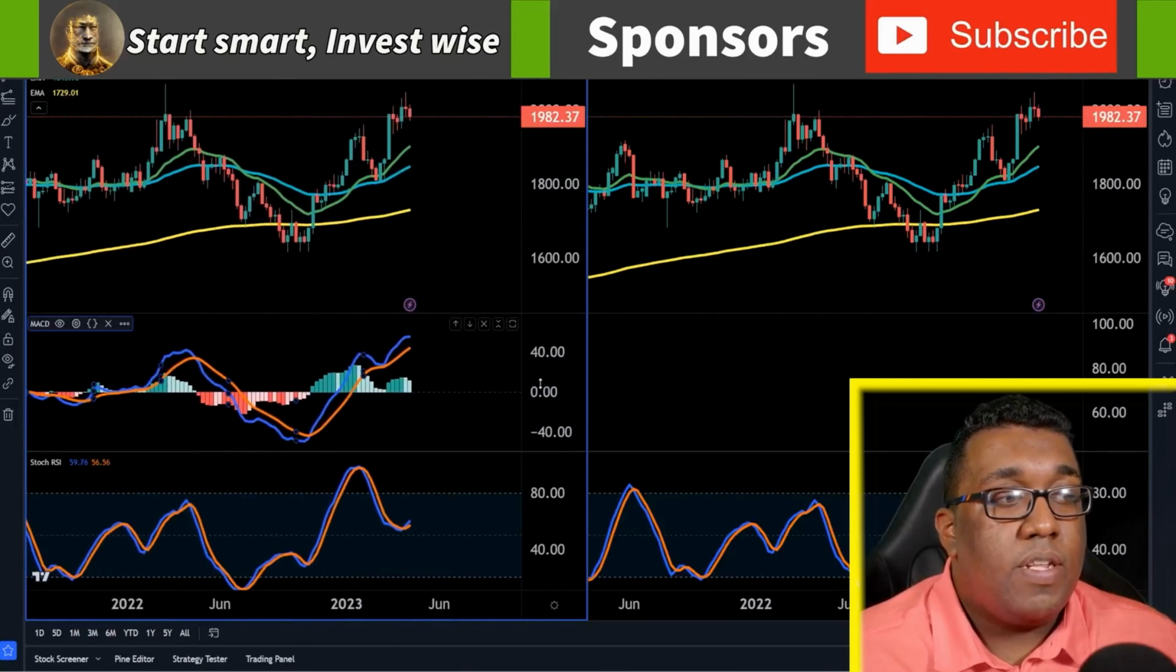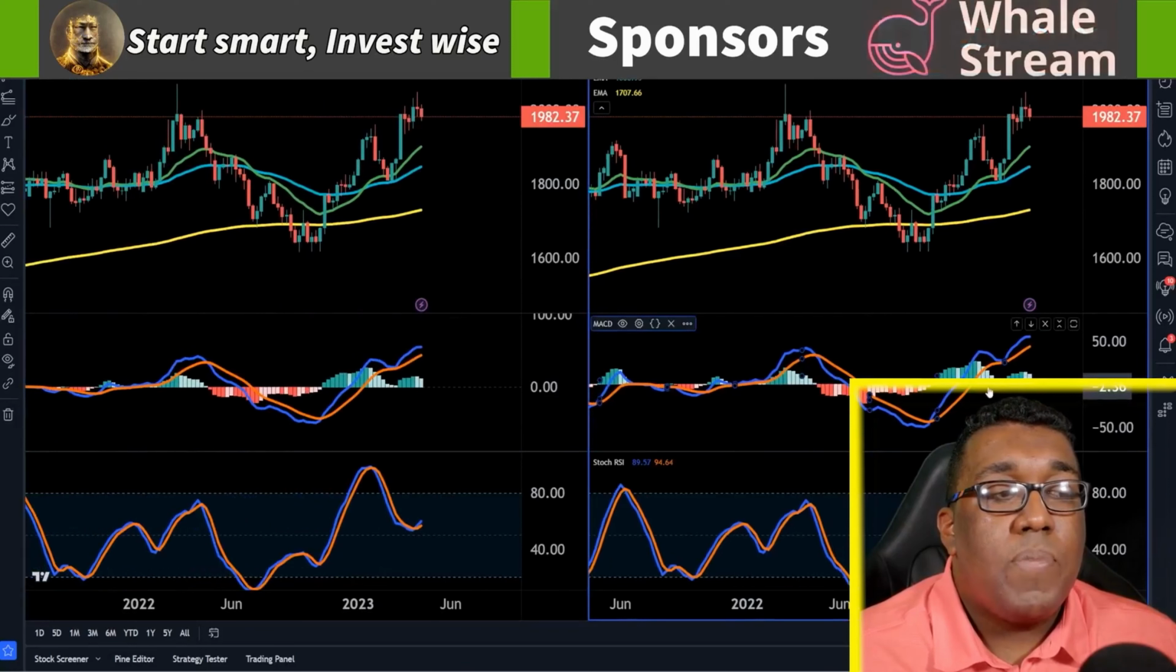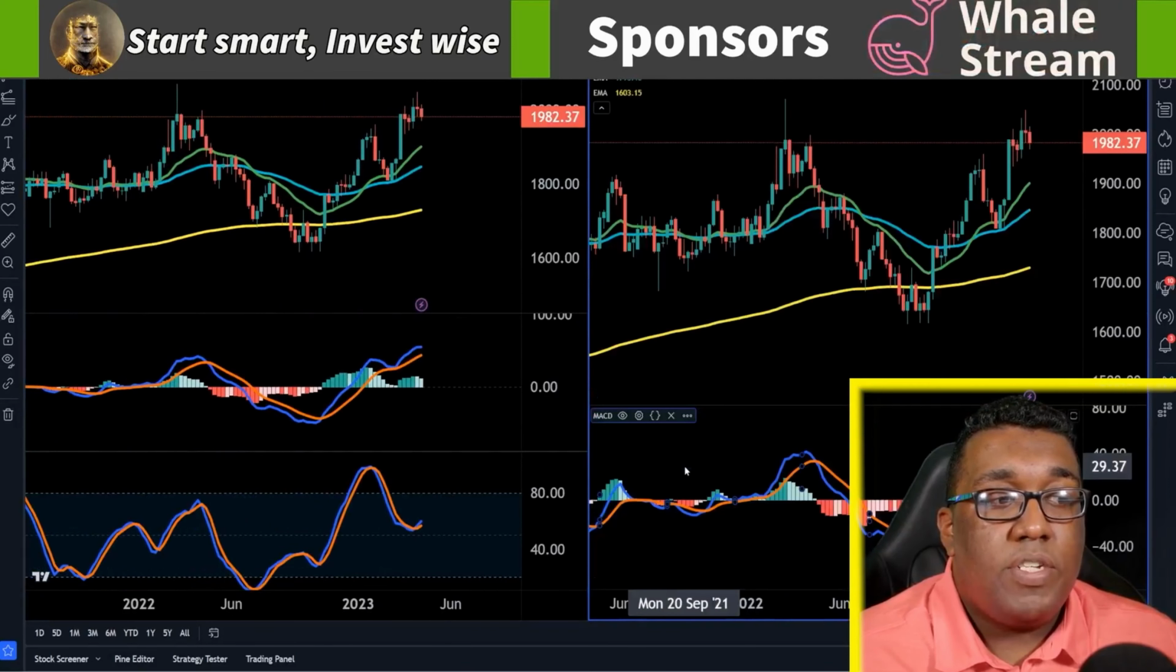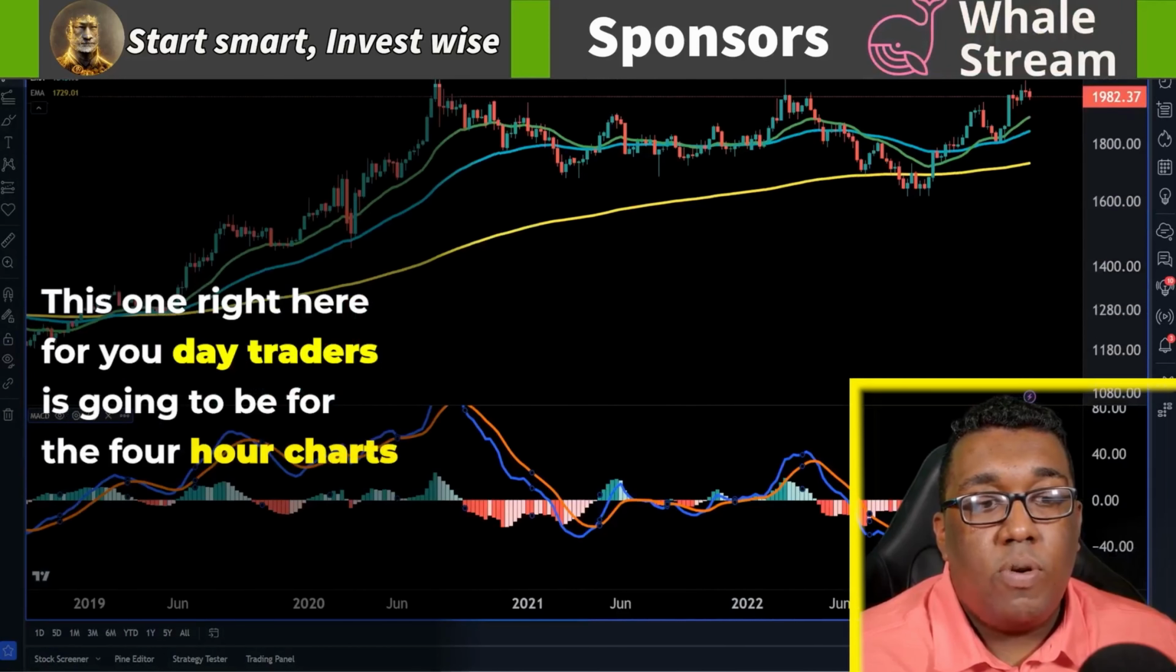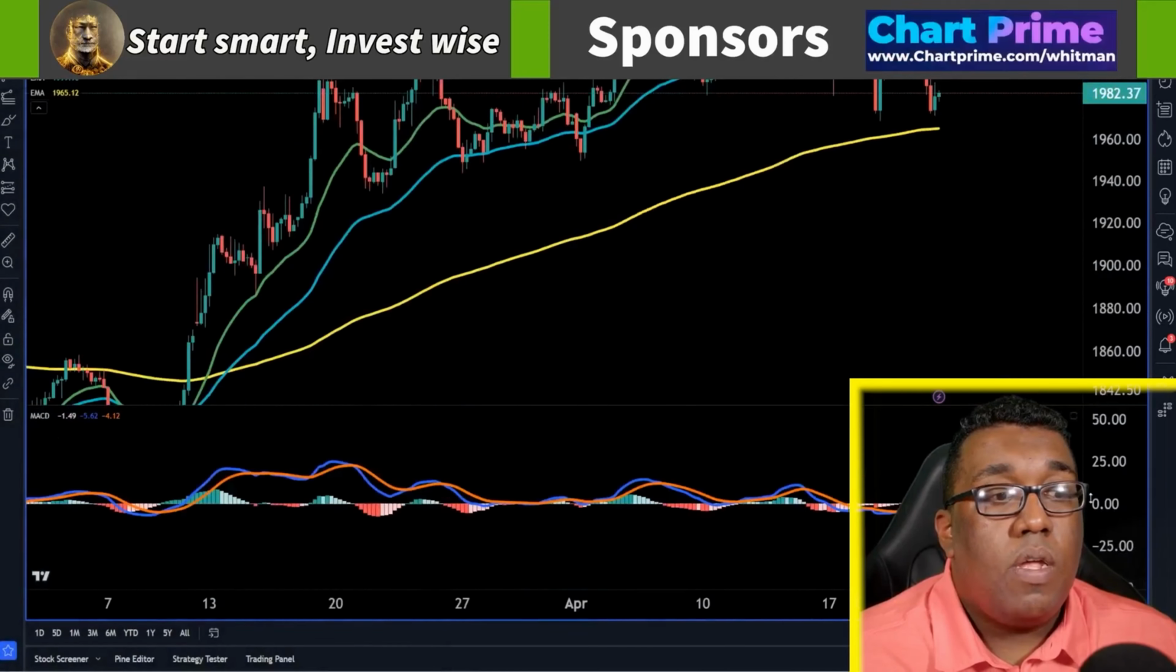The MACD is a little bit clustered because I was moving it around. But what you're going to do now is just get rid of the stochastic RSI because you don't need it for this particular layout. This one right here for you day traders is going to be for the 4-hour charts. And here's the way I'd recommend using this one.